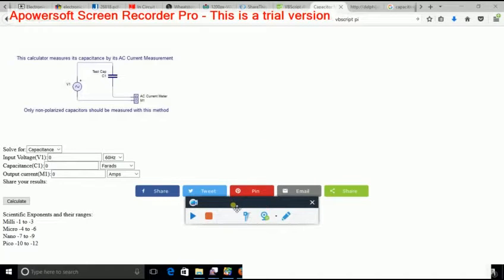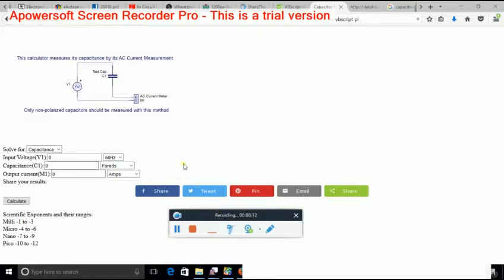Okay, before we go, I wanted to show you the web page you can go to that will calculate the capacitance from the current you measure. It gets the measurement first to know what it is. We have a mode here. Solve for it. It's under capacitance.